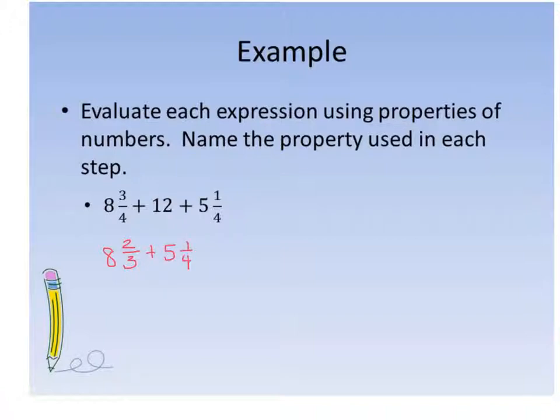Oh, and I switched my fraction too. Let's try that again. 3/4 plus 5 1/4 plus 12. So that switching is the commutative property. Then I'm going to add these together. So we're going to get 9 plus 5 would be 14. And that's a substitution. And finish it off, that's 26. And that is also a substitution.